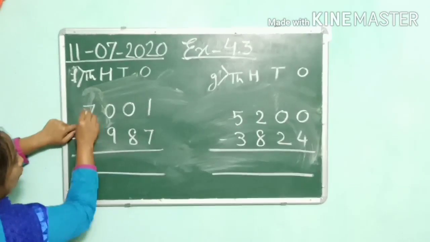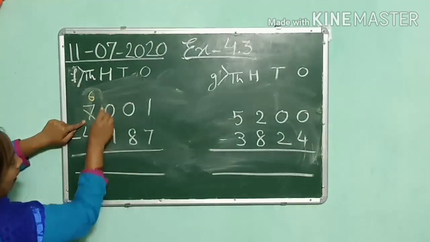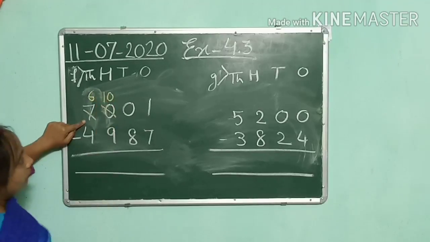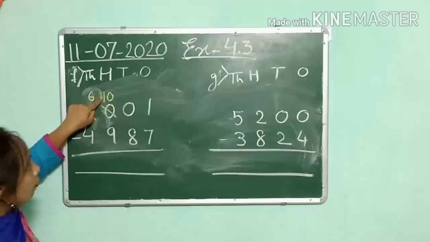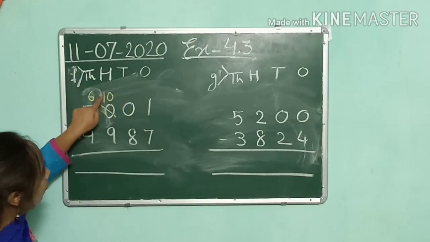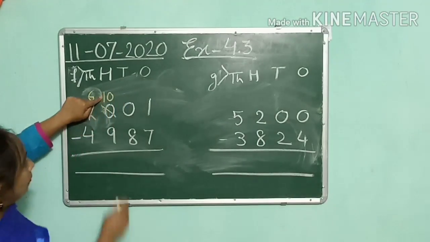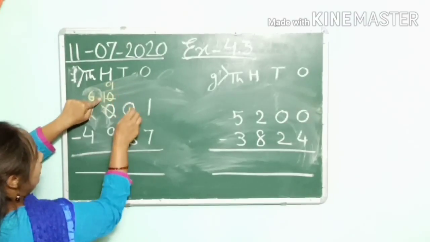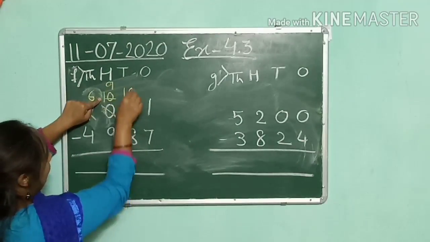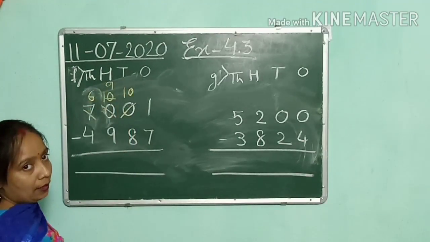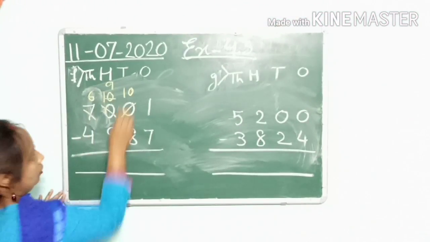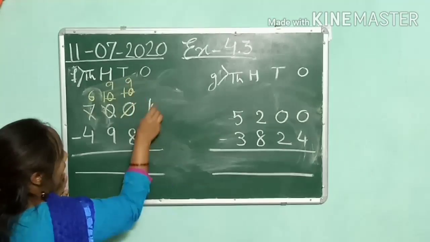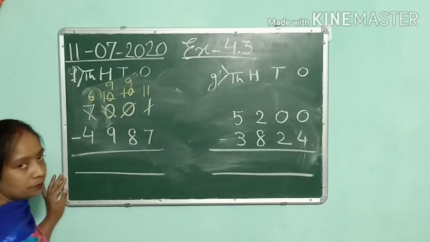So 7 becomes what? 6. And this 0 becomes 10. Okay. Now the digit at the hundreds place is 10. So the tens digit will borrow from this 10. So 10 becomes what? Yes, 9. And this 0 becomes 10. Okay? Now this 1 will borrow from this 10. So this 10 becomes what? 9, and 1 becomes 11.